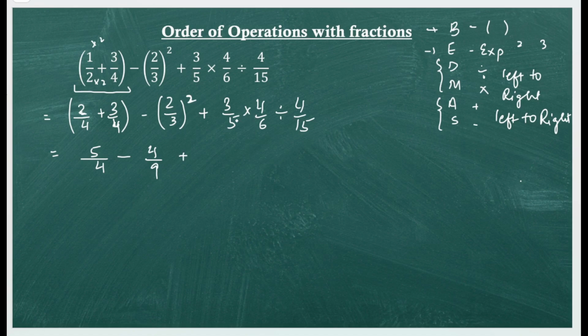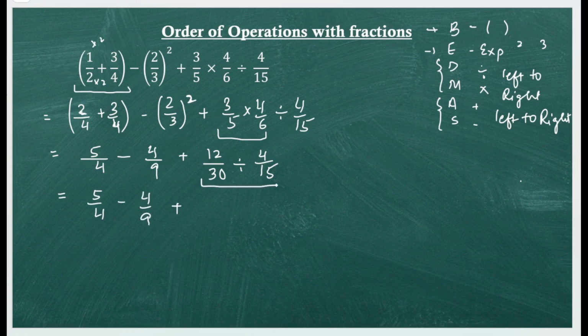Division and multiplication are solved from left to right. So we will do this multiplication first. 3 times 4 is 12, 5 times 6 is 30, divided by 4 over 15. So we are left with 5 over 4 minus 4 over 9 plus.